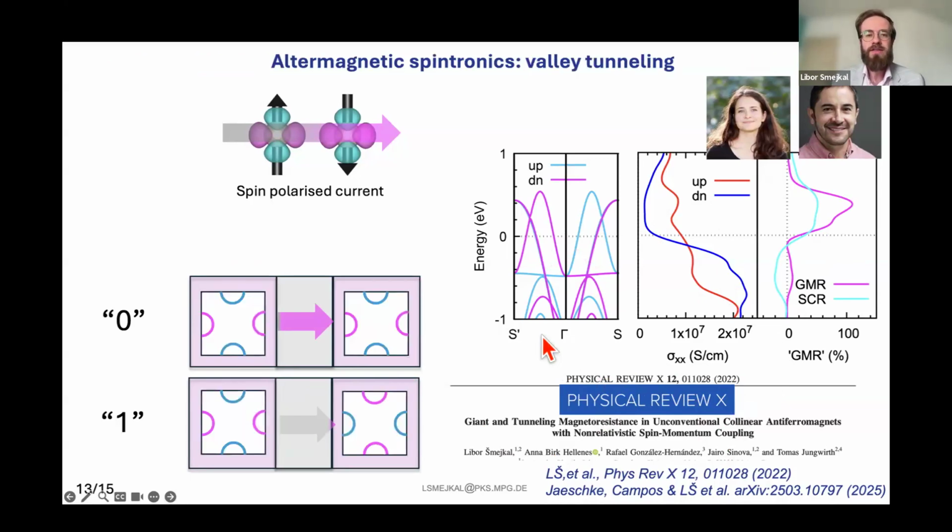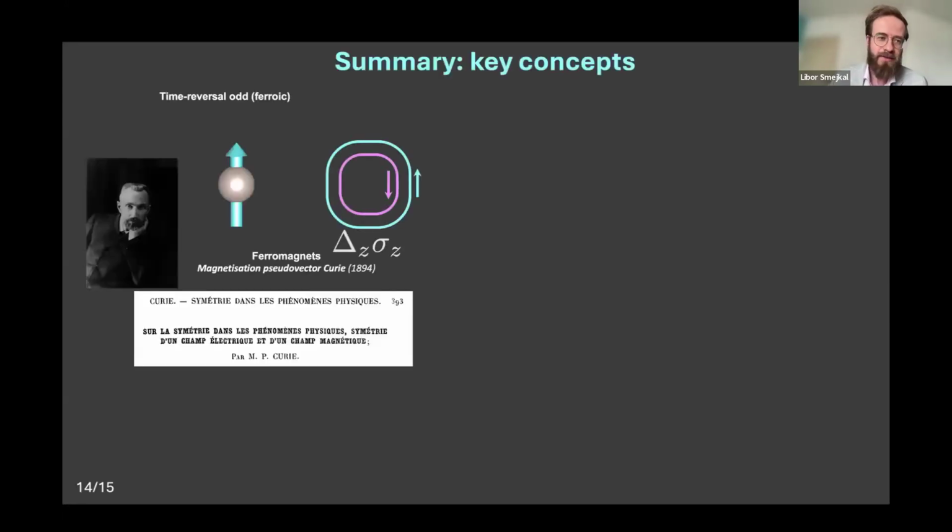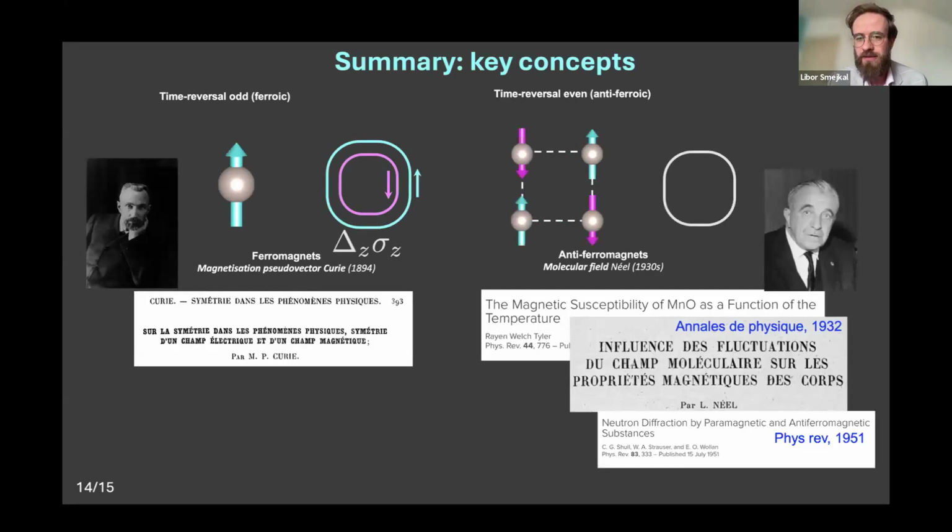Okay, so with this, if I still have 30 seconds, I would like to summarize my talk, and I would like to go back to the key concepts in magnetism. And we know that for understanding ferromagnets it is very often sufficient to think about them as Curie did in terms of macroscopic magnetization, which transforms as a pseudovector. When we want to understand antiferromagnets, we need to go a la Néel to the level of atomic molecular fields. So we need to go to the sublattices.